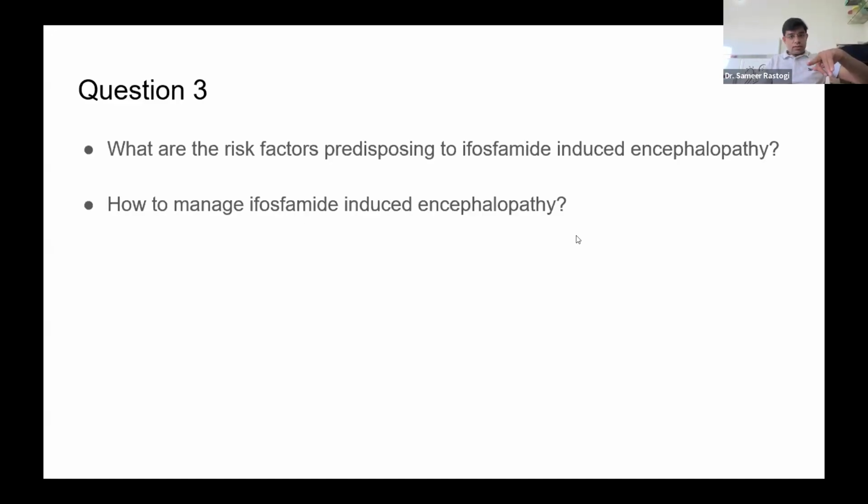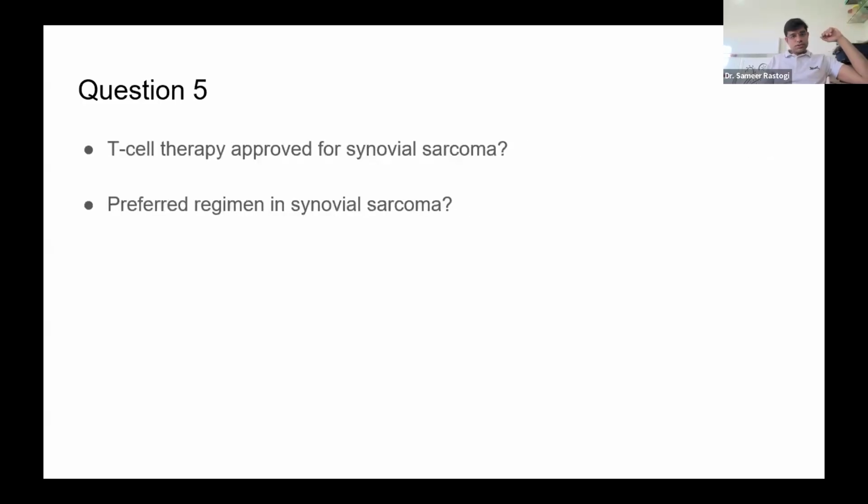The question was how to manage ifosfamide-induced encephalopathy. Sir, injection thiamine has been studied, and injection methylene blue 50 milligram IV every four hours. It resembles Wernicke's encephalopathy very closely, so thiamine might be given, but the evidence is not very strong. It usually starts within 48 hours, so that's okay.